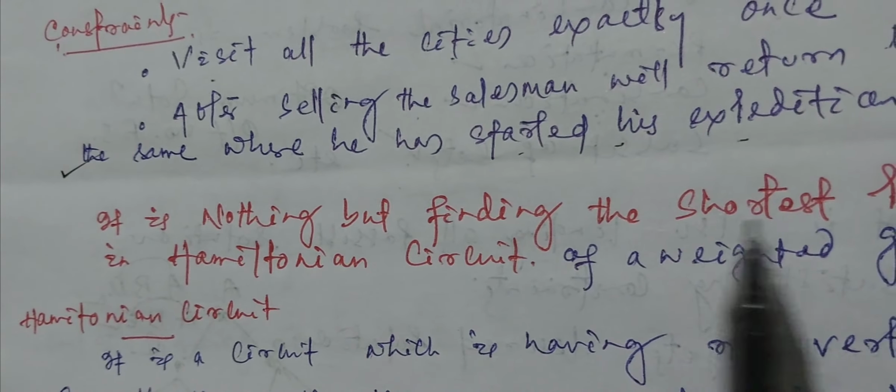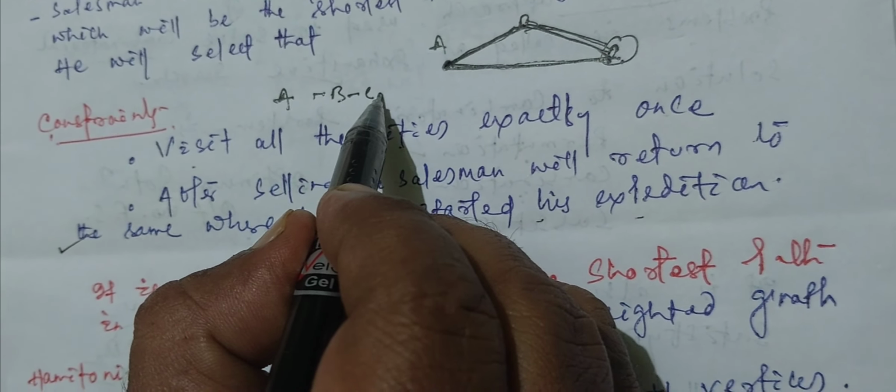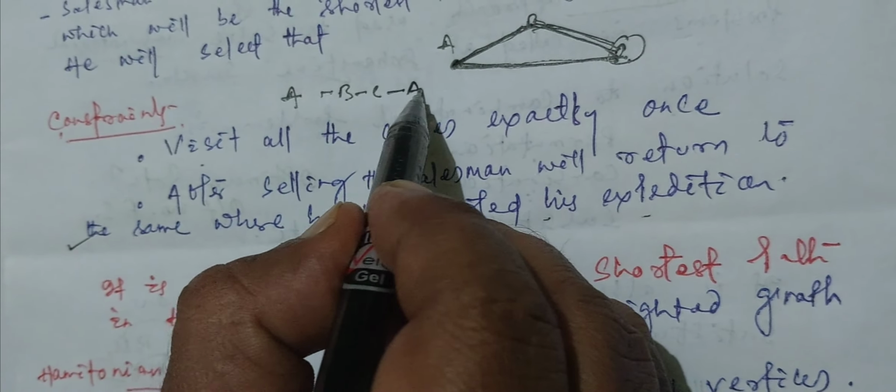So what is a Hamiltonian circuit? When we go from A to B to C and again return to A, this is the Hamiltonian circuit. It is the circuit which has n plus 1 vertices. Suppose there are 3 vertices, but we have to cover 4 vertices: 1, 2, 3, and when it returns again, this will be 4. So 3 plus 1. Similarly, it becomes n plus 1.